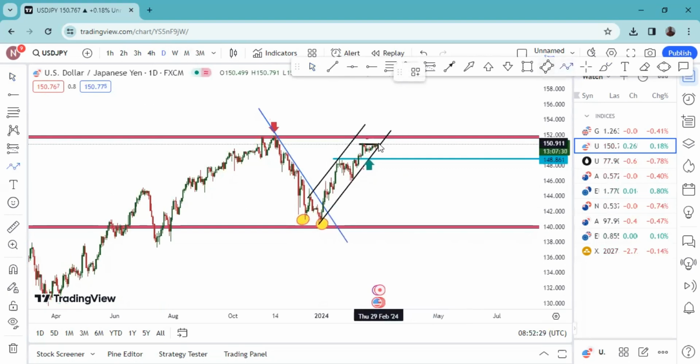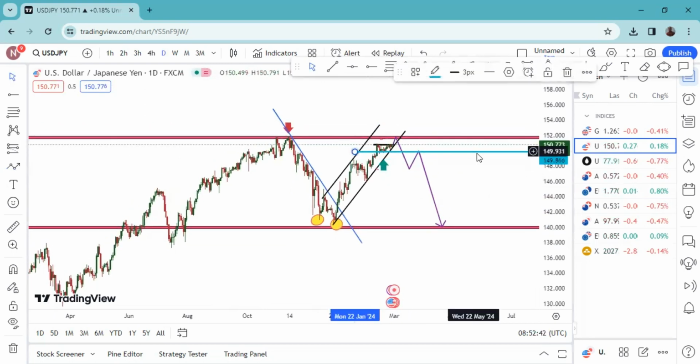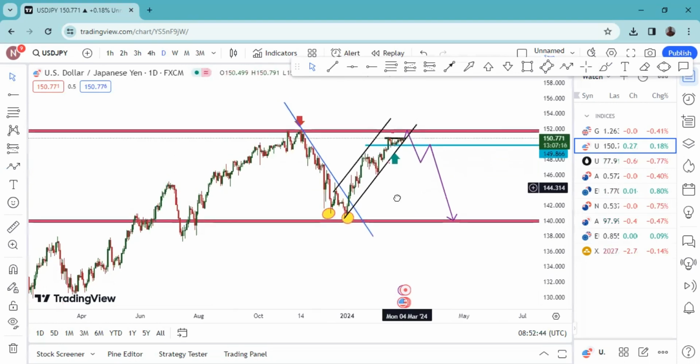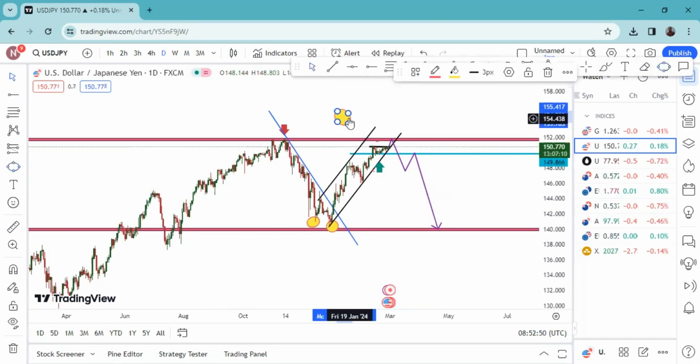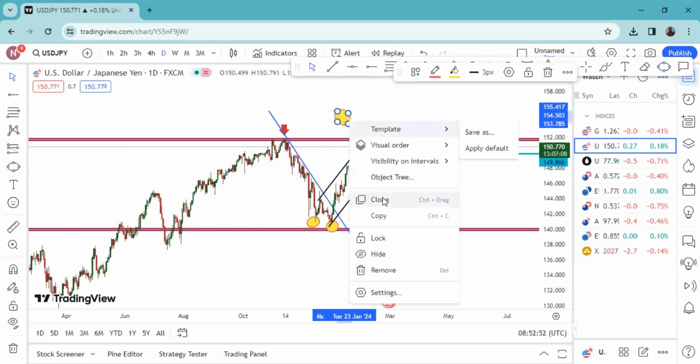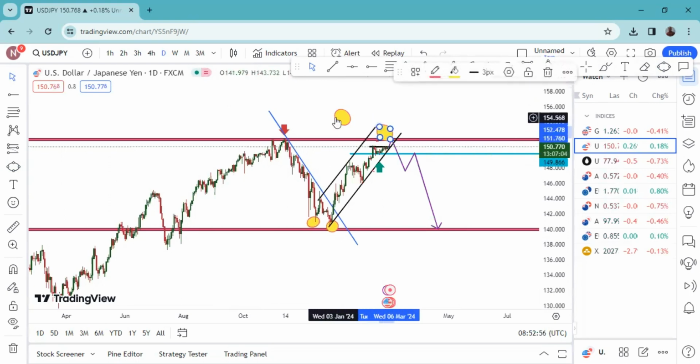What I'm expecting for dollar yen is to come touch that place, break to the downside, and retest. This is now what I'm expecting on dollar yen, because you can clearly see there is a pattern here. This is an M pattern.